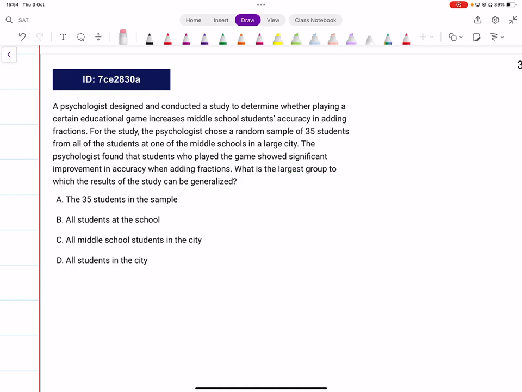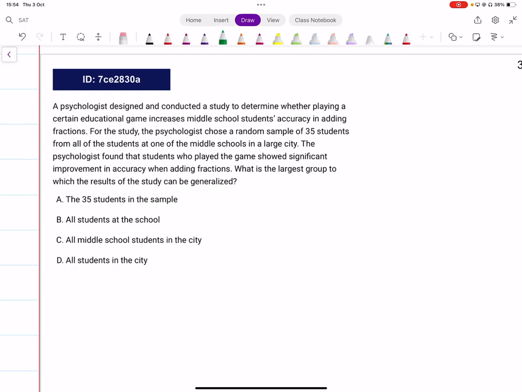Look at the last sentence, look at the question that they're asking, and also look at the options that are given, and then read the question statement so that when you're reading it, you know exactly what to look for. Okay? So they're asking, what's the largest group to which the results of the study can be generalized? The options are 35 students in the sample, all students at the school, all middle school students in the city, all students in the city. Okay, so now keep that in mind when you read the question statement.